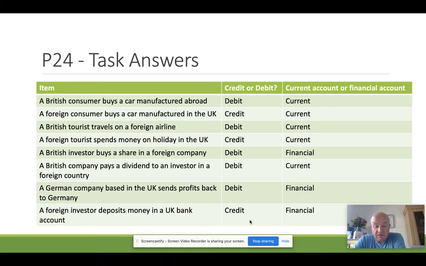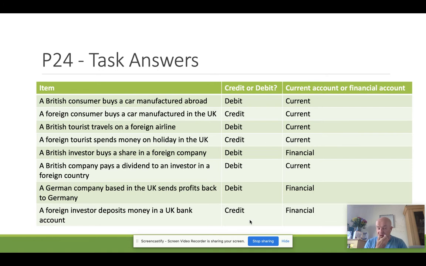The next one, a British company pays a dividend to an investor in a foreign country. In that instance, that would be again a debit, but in this instance, because the dividend is being paid, it's actually a debit from our current account rather than the financial account, because essentially the investor has made the investment, and the British company is having to pay that investor a dividend, a share of its profit. And that would come out of our current account as opposed to the financial account.